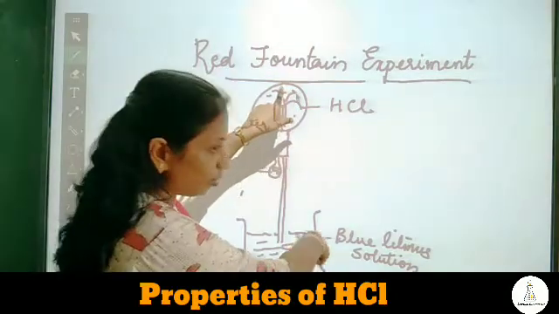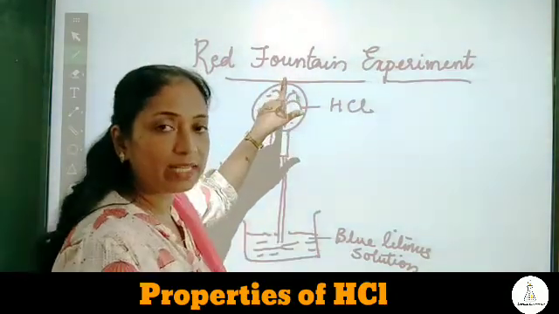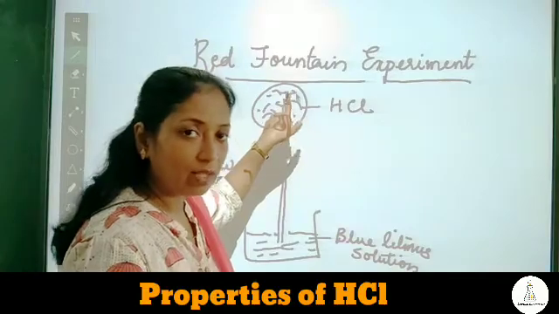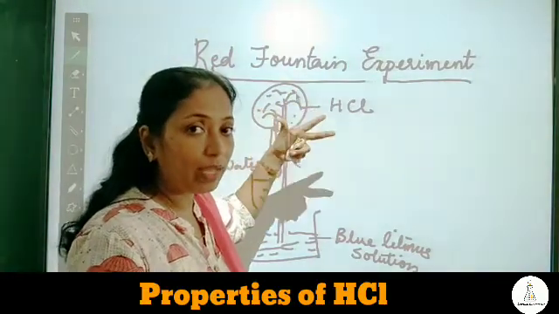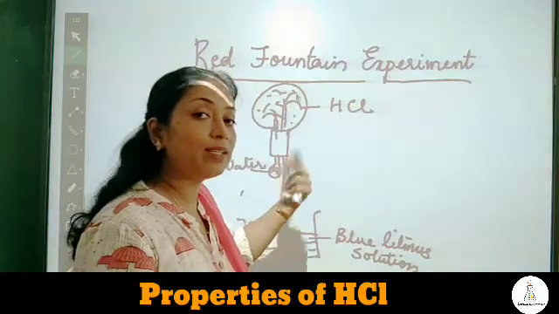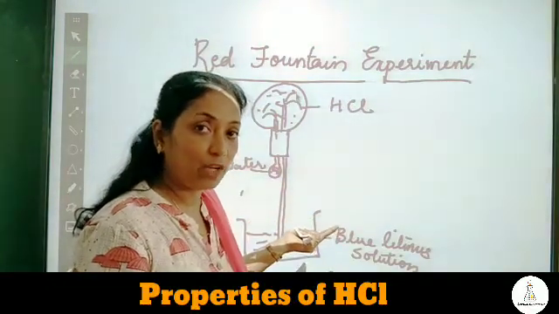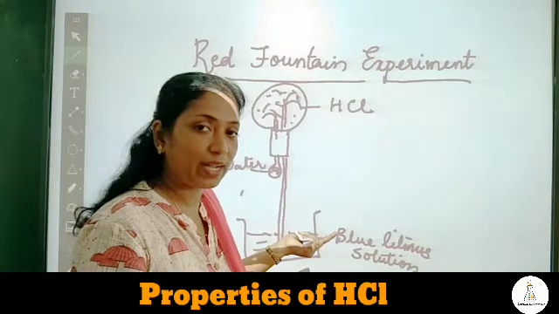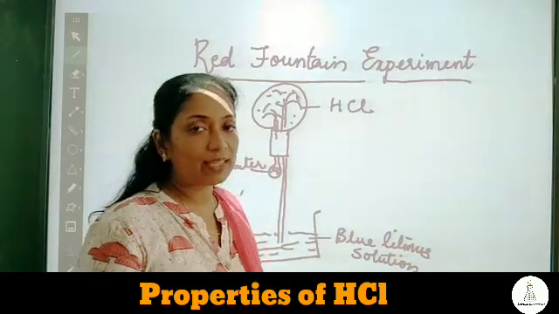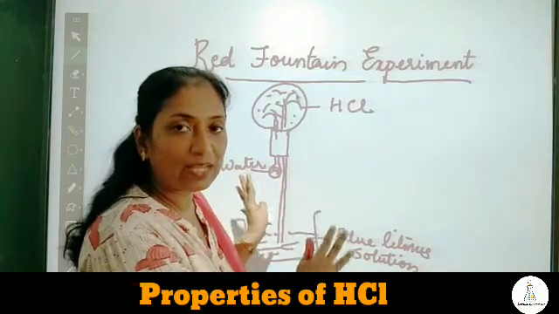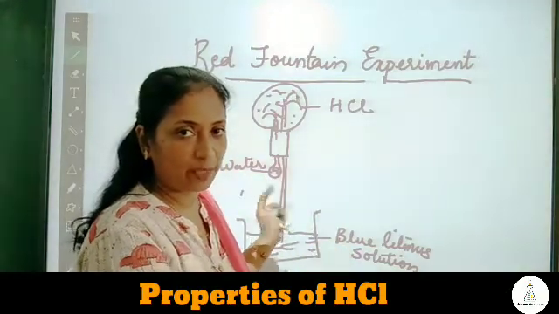When the blue litmus solution is forced into the round bottom flask, we will see it as a red fountain there, not blue. Why? Because the blue litmus turns red due to the presence of hydrogen chloride gas, which is acidic in nature. This is the red fountain experiment.